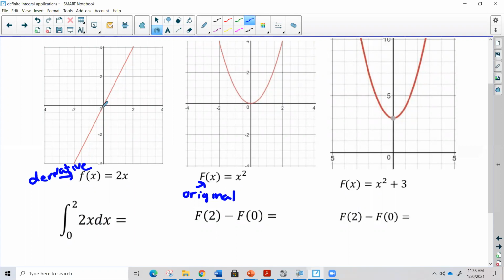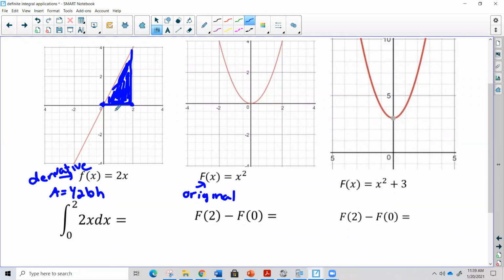And because 2x is a line, if I'm looking from x equals 0 to x equals 2, the shape that results is a triangle. So we would want to find this region. This is the area between the curve and the x-axis, and it's a triangle, and we do know the area formula for a triangle. The area of a triangle is 1/2 base times height.